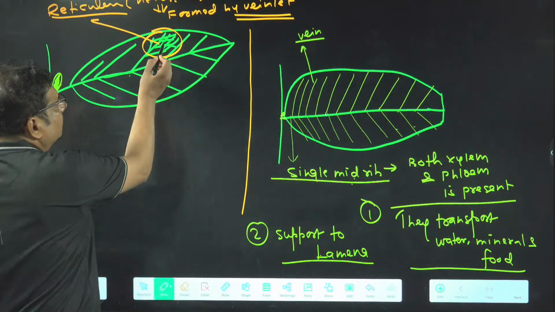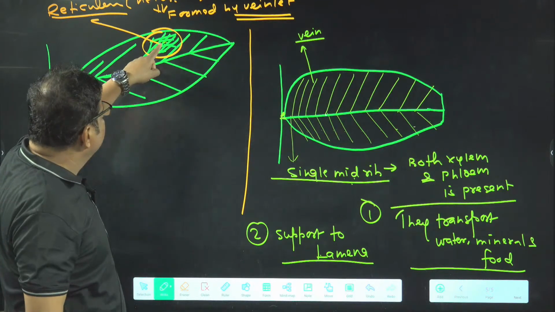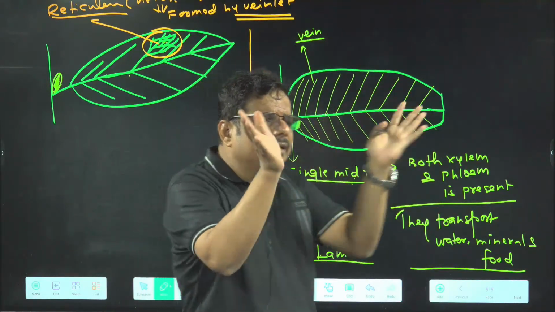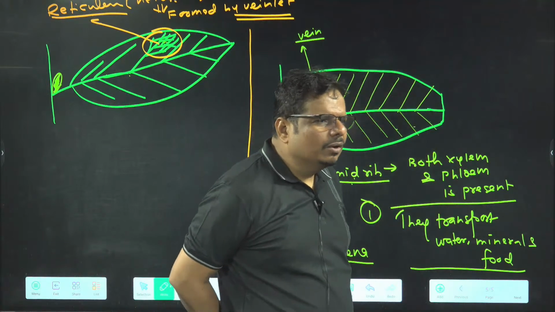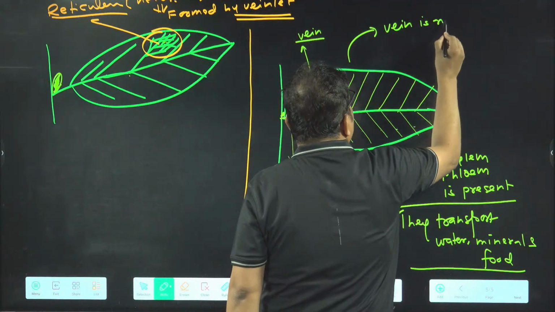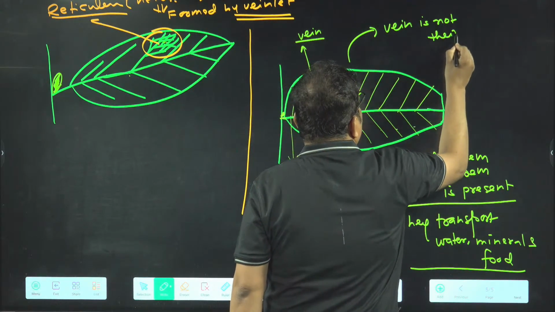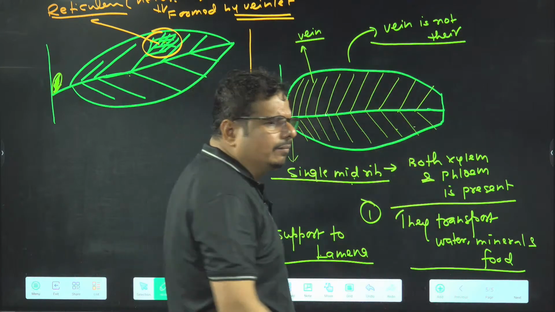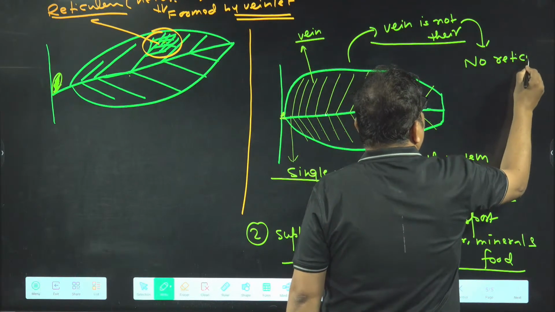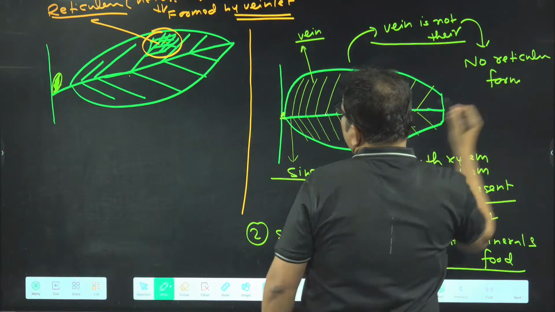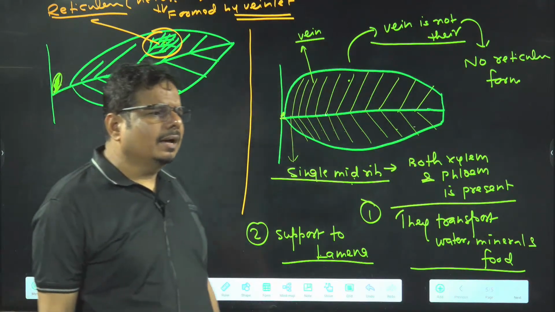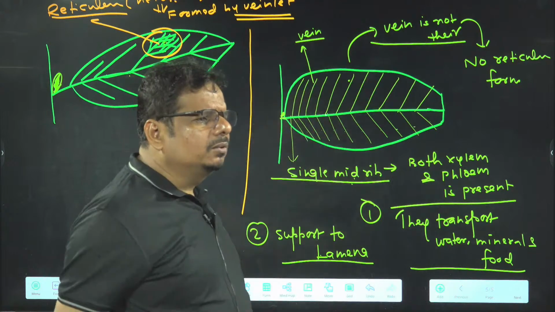In banana, who is forming? Reticulum is not forming. And in dicot, who is forming? Reticulum is forming. Here you will find veinlet is not there, which is forming a reticulum. Veinlet is not there. And if veinlet is not there, no reticulum forms. Such kind of net-like structure, you will not find in which one? Banana, or in any monocot, if you do not talk about the exceptional conditions.